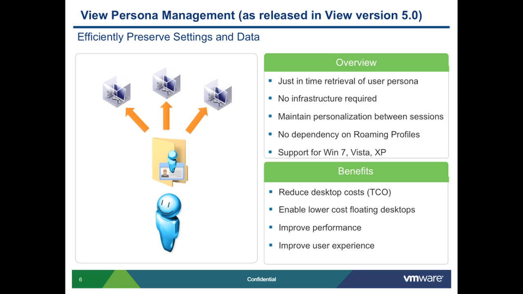View Persona Management uses just-in-time file retrieval of user data and therefore reduces peak IOPS during log-on, log-off storms compared with Windows roaming profiles. View Persona Management uses standard CIFS shares with no database or back-end infrastructure requirements. It does not require Windows roaming profiles, but will support existing roaming profile users.